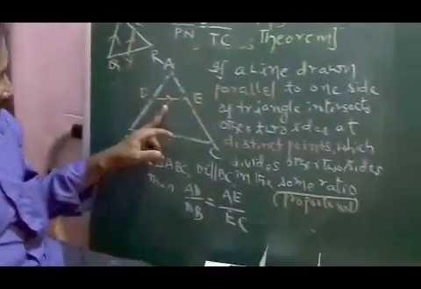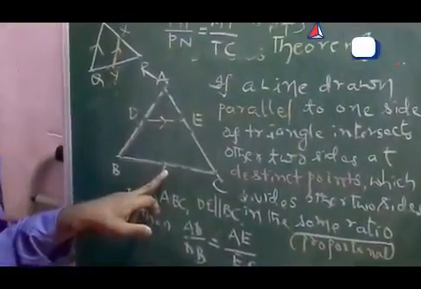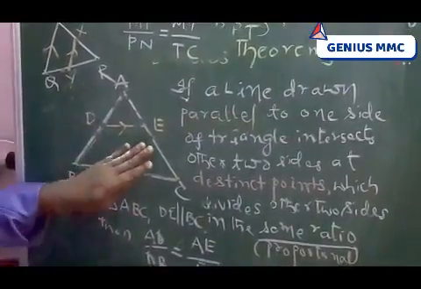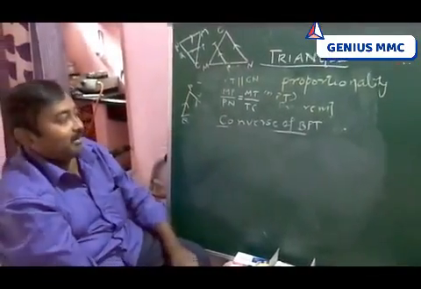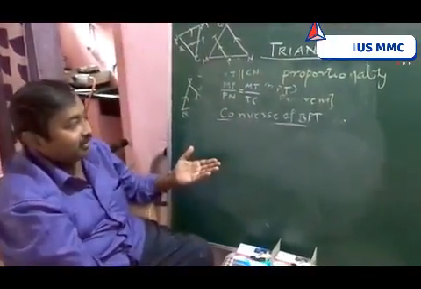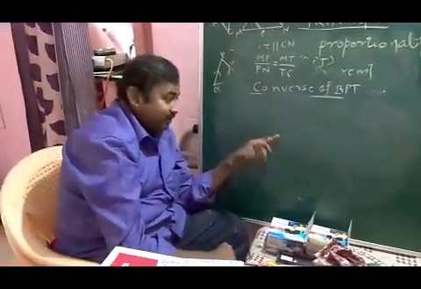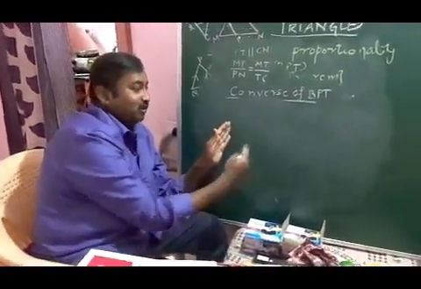Here observe the diagram. If you draw a line parallel to one side of a triangle, then the sides are divided proportionally. You think about the reverse, the converse of it. You should know about the converse of BPT. We should tell it in the reverse way. So what BPT explains: only if it is parallel, the remaining sides are proportional.